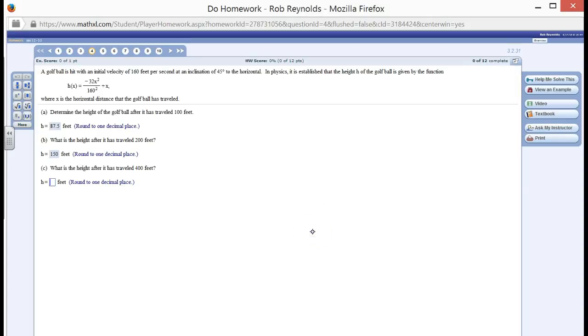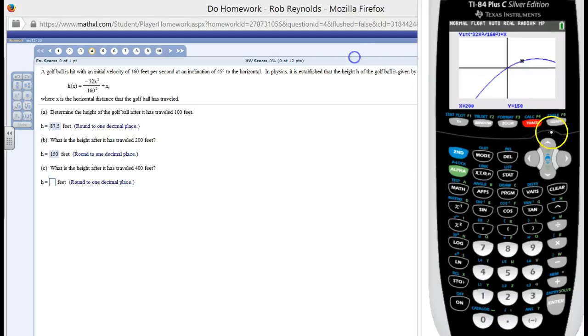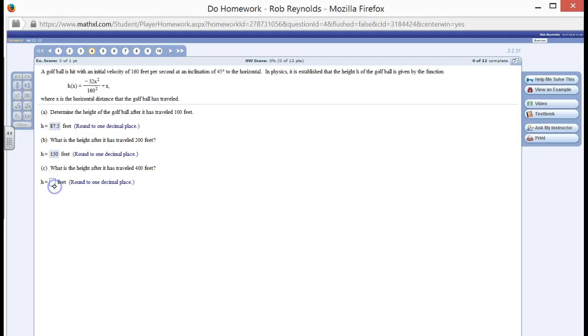The next question is, what is the height of the ball after 400 feet? Again, you could do this through table setup, but I think it's just easier to use the trace key. You could also do it manually: every time you see an X, plug in 400 feet. This, I think, is the easiest method. So I'll check the 200 this time.